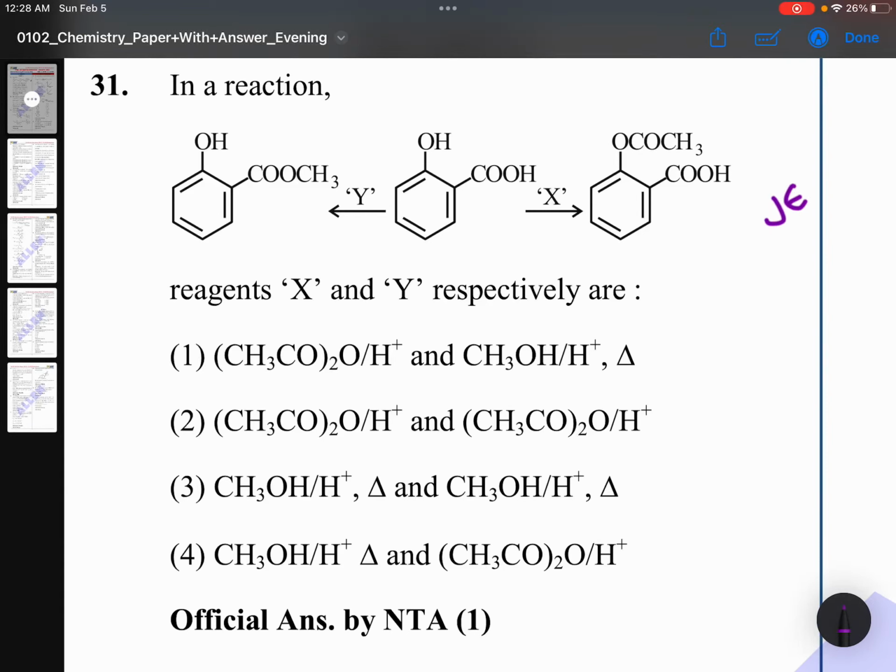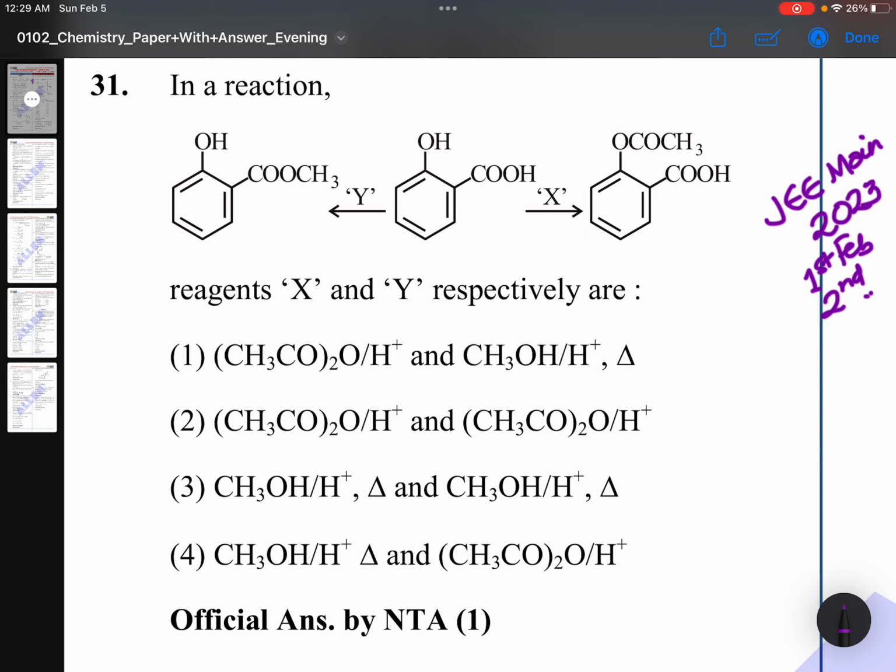JEE Main 2023. This is the paper held on 1st February, second session. Let's go with this, whether the official answer by NTA is correct or not. If any objections are there, we'll see. Paper analysis also, topic wise, will go.